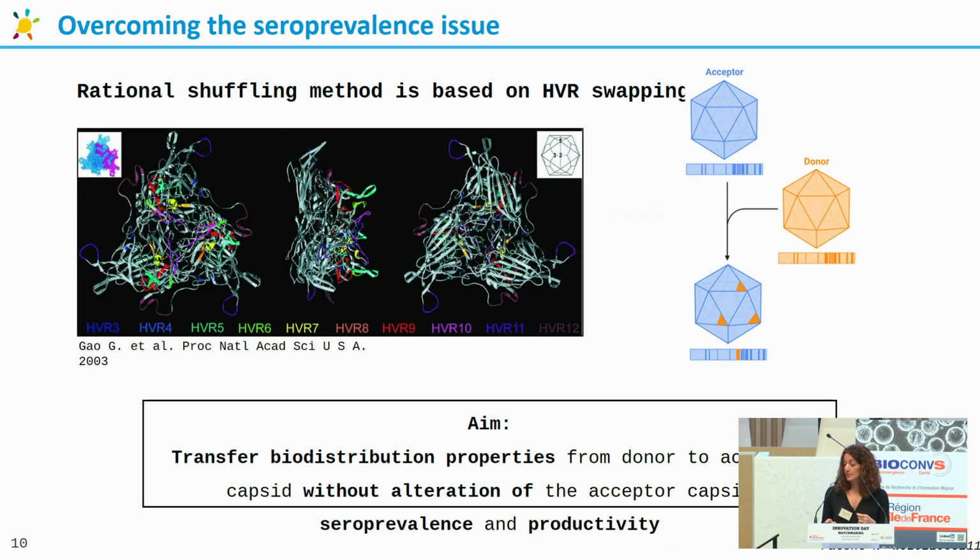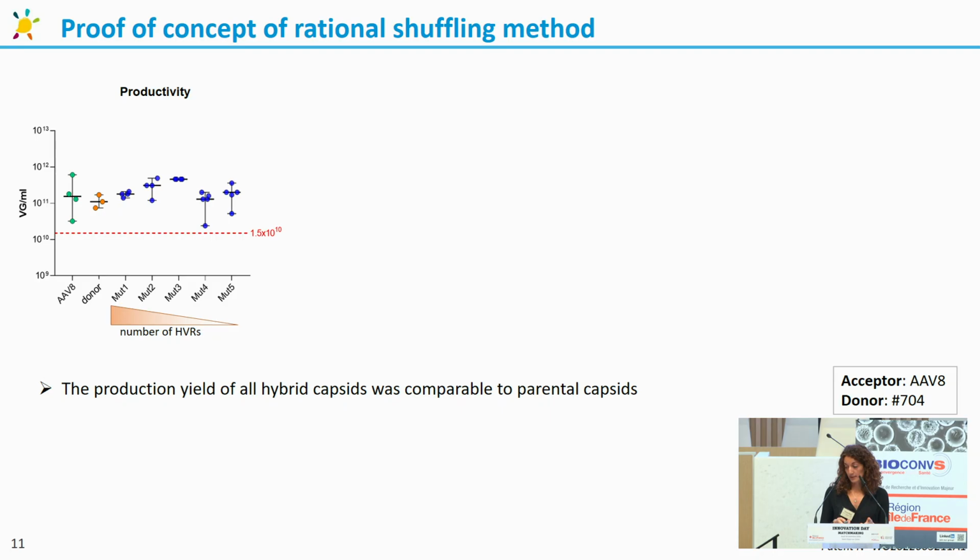So to transfer those properties, we focused on the hypervariable regions, which are represented here with different colors in the image. The hypervariable regions are the looped-out domains of the viral capsid protein. They are localized on the surface of the capsid, and they are known to interact with the host cell receptor. So we hypothesized that by transferring these hypervariable regions, we could transfer the biodistribution properties from the donor to the acceptor capsid. And this is exactly what we tried to do.